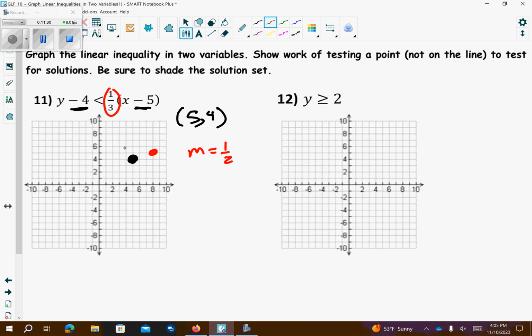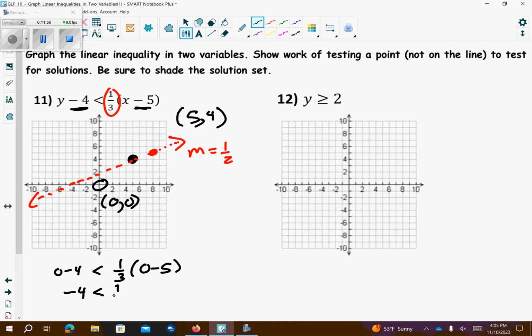Is this going to be a solid or a dotted line? Do I have a line underneath it? Nope. This is a dotted line. So I think we can use 0, 0 to work again. And let's plug those values in. So y minus 4, so that's 0 minus 4. Is that less than 1/3 times 0 minus 5? Is negative 4 less than 1/3 times negative 5? So is negative 4 less than negative 5/3?